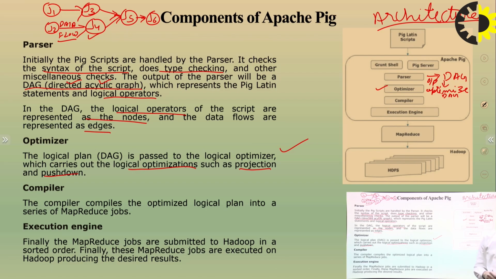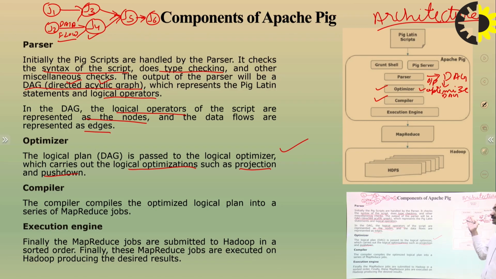Then we have a compiler. The next component is the compiler. It compiles the optimized logical plan. So the logical plan that will be the output of this optimizer will be compiled by the compiler into a series of map reduce jobs. So it will give a series of map reduce jobs. A series of map reduce jobs will be the output of this compiler.